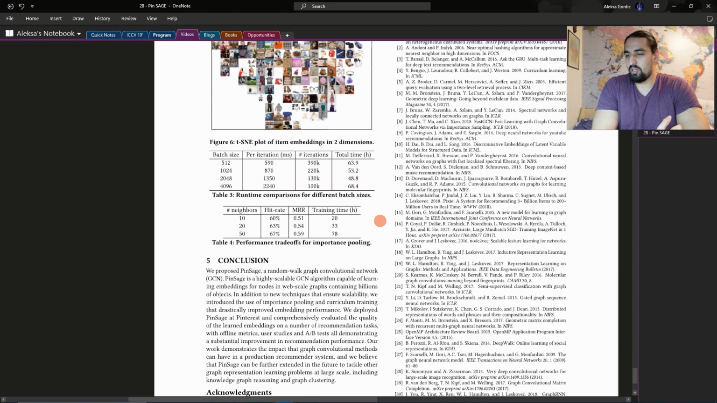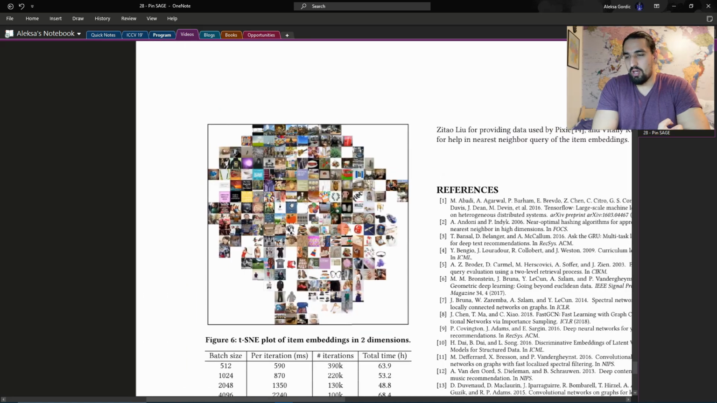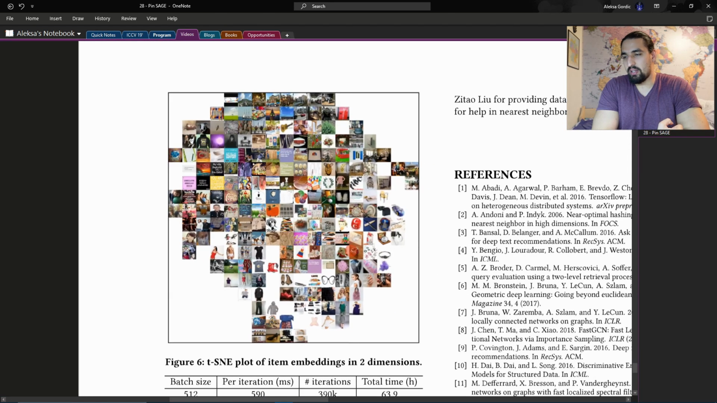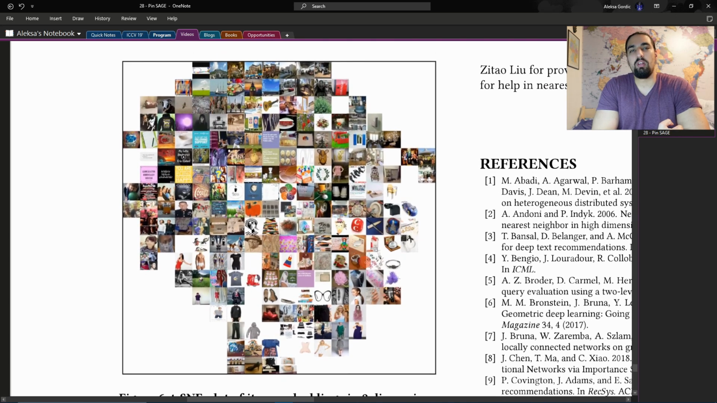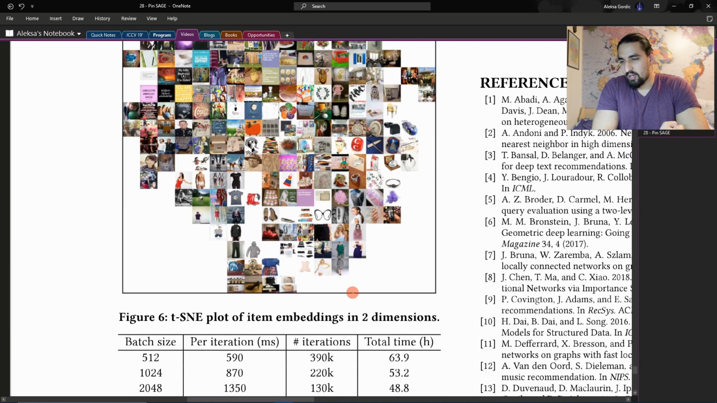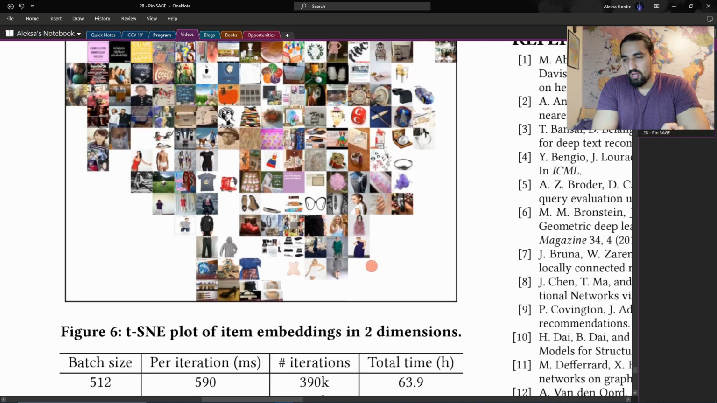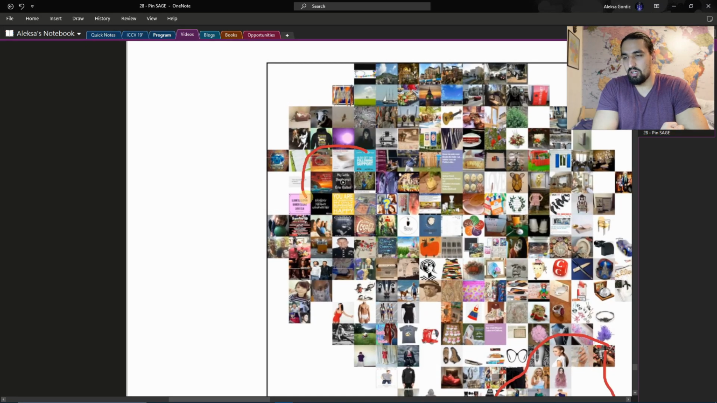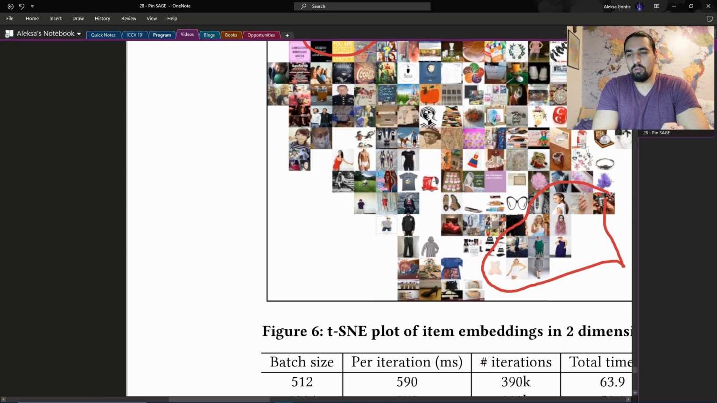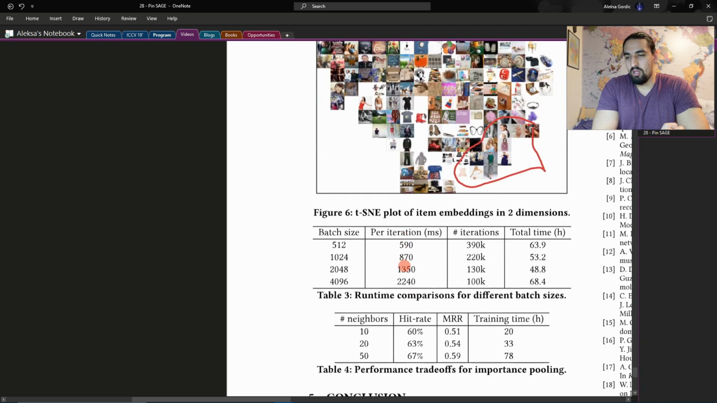A couple more interesting charts here. What they did is they took the embeddings of PinSage and did a t-SNE reduction to a 2D chart, and you can see that if I zoom in, embeddings that are really close in 2D space are topically similar. You can see some fashion images here, you can see some covers here. So all in all, semantically, it makes sense.